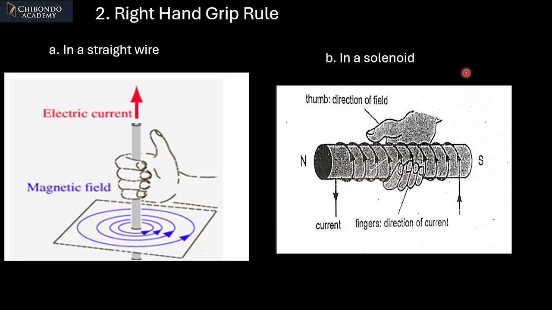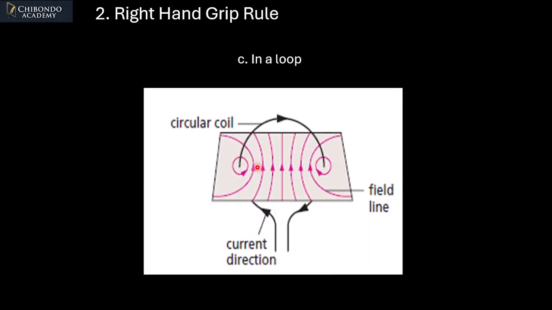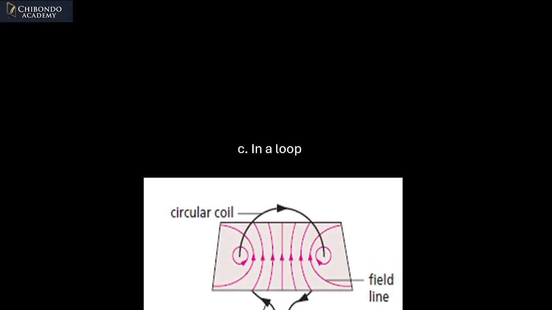Again, you can have a solenoid. In a solenoid, this is how you use the right hand grip rule to show the direction of the magnetic field. We also have the loop. In the loop again, you can simply apply the right hand grip rule. Then you see that the direction of the magnetic field will be like this. So this is how you determine the direction of the magnetic field, by simply pointing your thumb in the direction of current.